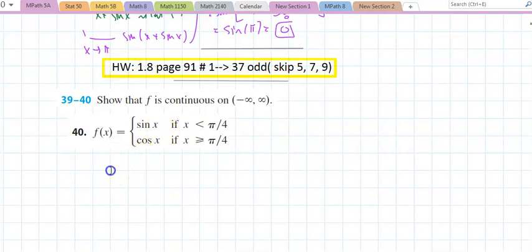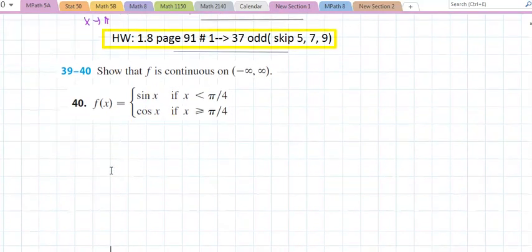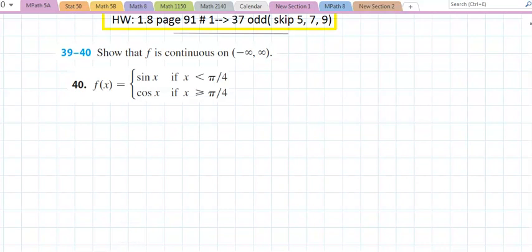Alright, wrapping up the last part of section 1.8, and it says show that f is continuous. Again, guys, I want to warn you, on the exam I don't say show, I ask, is the function continuous? What does that mean? Show me that f of pi over 4 equals the limit as x approaches pi over 4 of f of x.